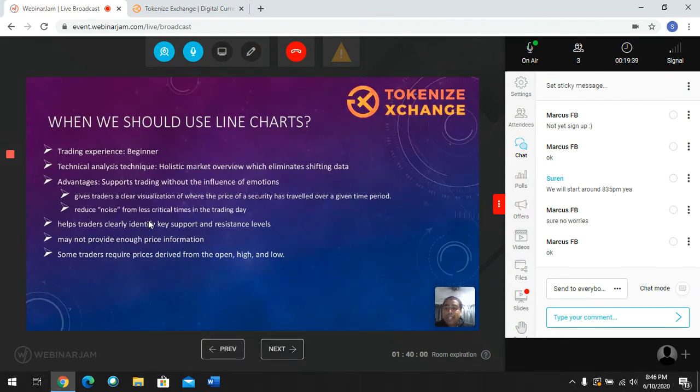It also reduces noise from less critical times in a trading day. So what does the noise stand for? It eliminates the high price, low price, and opening price. Closing price is there, sorry. It eliminates the three important prices, which are the opening, low, and high. So it just gives you a closing price, just to understand the pattern of the chart. The closing price can be on an hour chart, 30 minutes chart, or 45 minutes chart. Later on, we will draw it together.